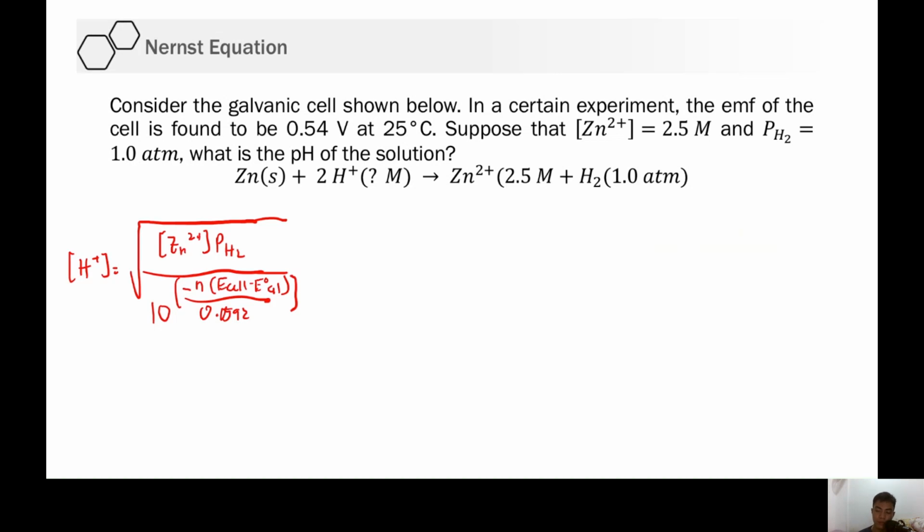According to this problem, the EMF, the electromotive force, is basically E cell. So whenever you see EMF, that is just the E cell. So according to this problem, E cell or the EMF is 0.54 volts.